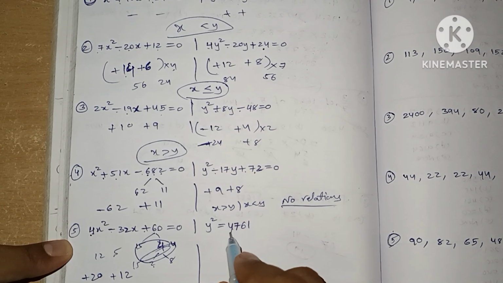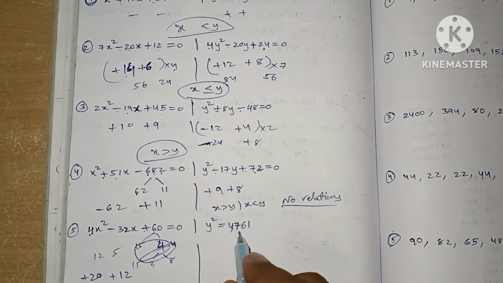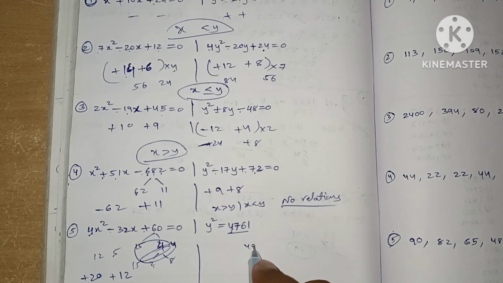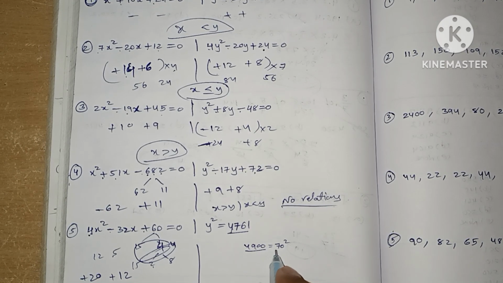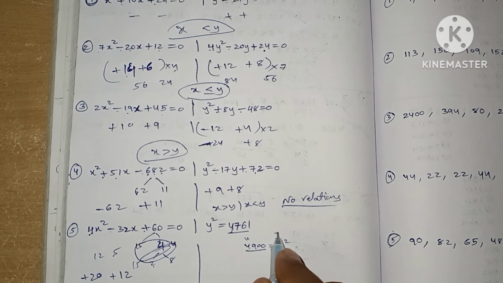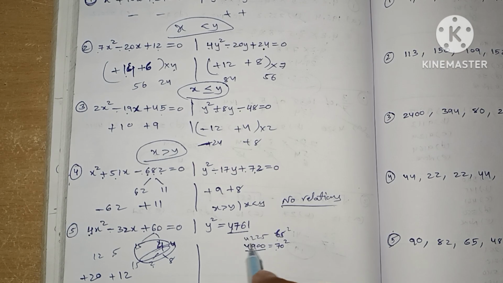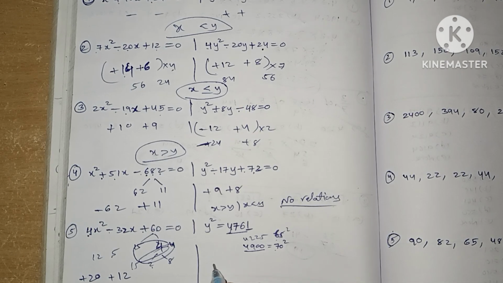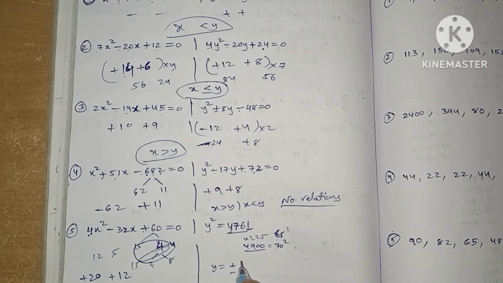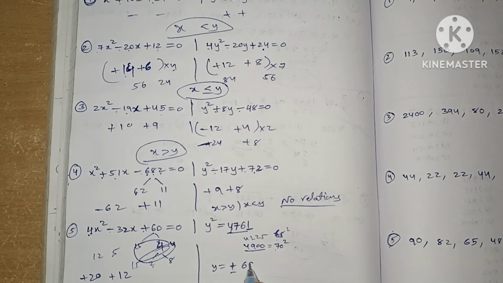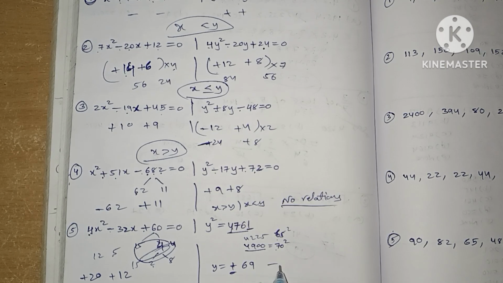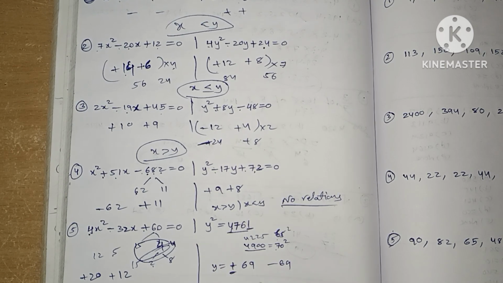Here the y square value is 4761. It is near to 4900. 4900 is 70 square. So I know 65 square is 4225 and 75 square is 5625. This number is in between these two and the unit digit is 1, means the y value is plus or minus 69. So plus 69 and minus 69 are the roots for this one.